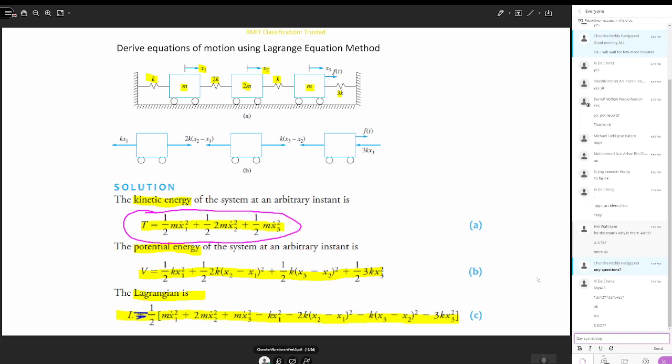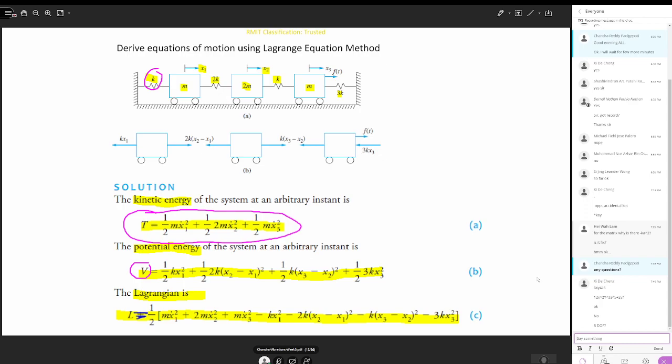Then what is the total potential energy of the system? You can call it V. The potential energy will be due to the spring forces. For the first spring, the potential energy will be half k x1 square, where x1 is the displacement. The spring force is k into x1, so the energy will be half k x1 square.